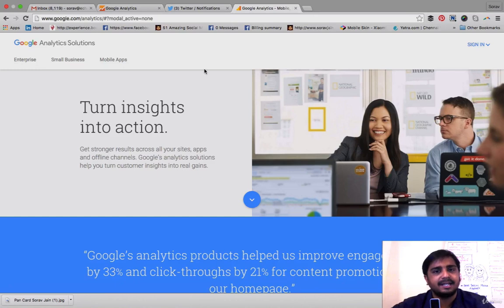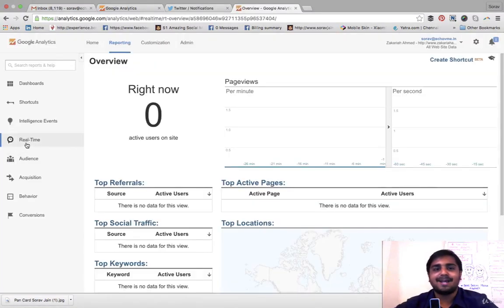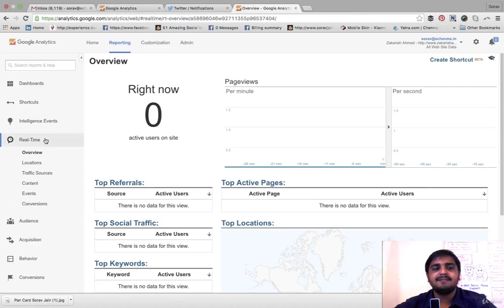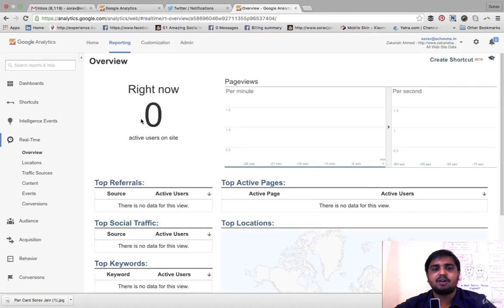If you have integrated, then you can access Google Analytics just by signing in using the Gmail login ID and password with which you created your Google Analytics. Now, these are the 5 parameters that we need to look into in Google Analytics: real time, audience, acquisition, behavior, and conversions. Real time gives you data on how many people are currently on your website, what they are doing, where they are from, and what keywords are bringing them here.